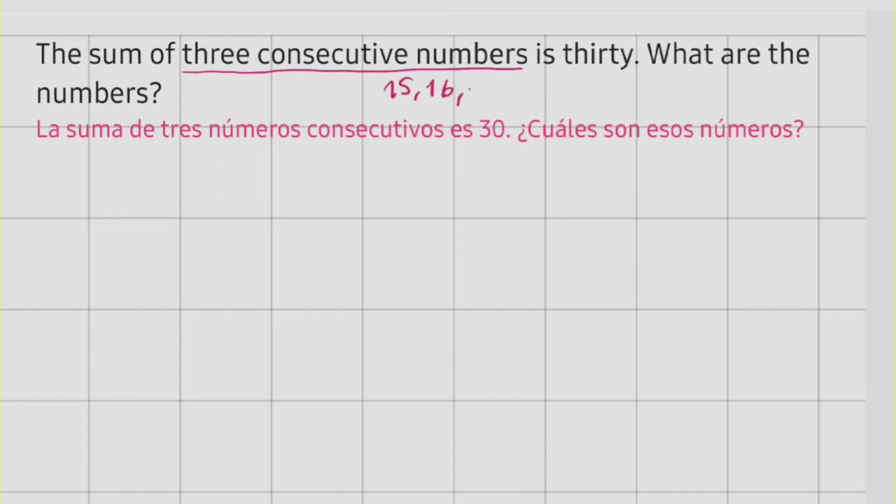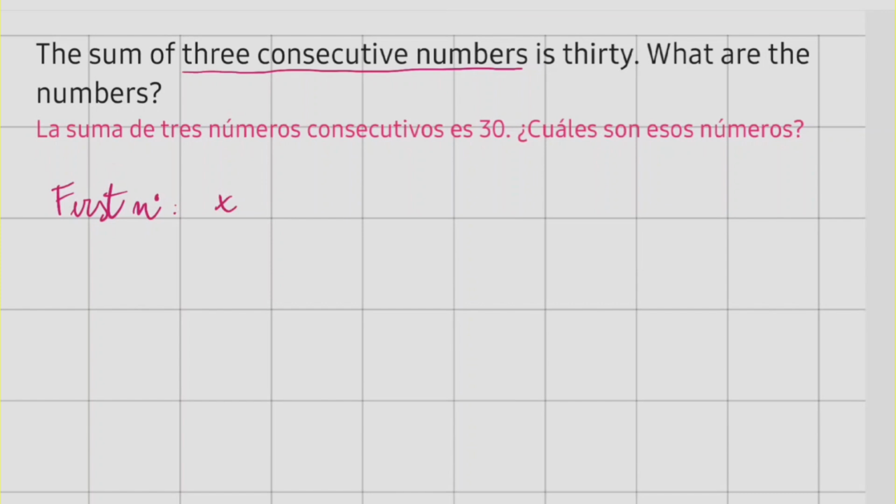15, 16, 17, or 20, 21, 22, and so on. So those are numbers that are next to each other, right? For an equation, we need to find what it means to be next to a number. So we could say that the first number is x, which is the mystery number, the number that we don't know.